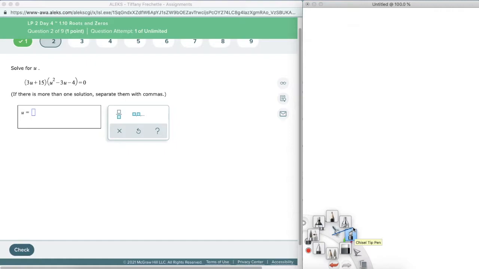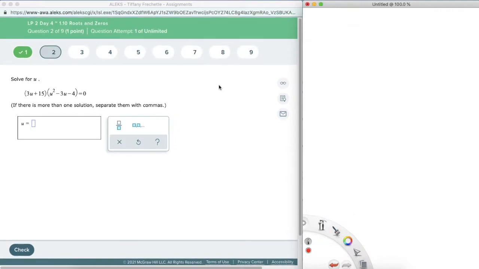Okay, we are going to take a look at some factors here. It actually gives me equals 0 at the end, and it says solve for u. So I have some more factoring I need to do. I know they factored some of it here, but we definitely have some more factoring to do before we can set these equal to 0 and see where our solutions are going to be.